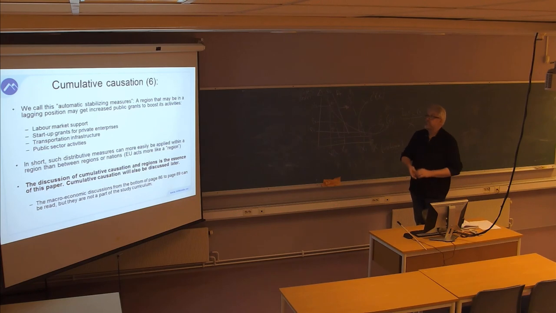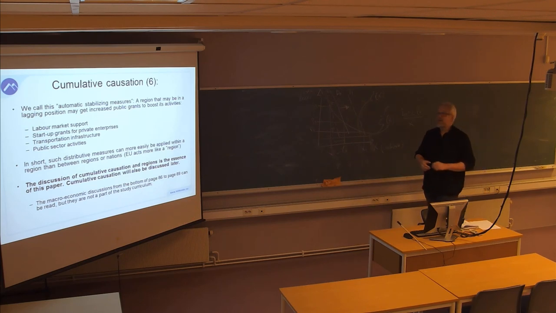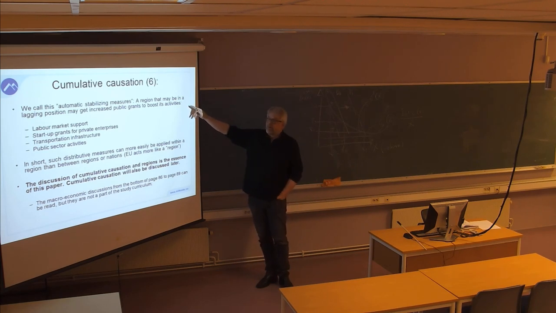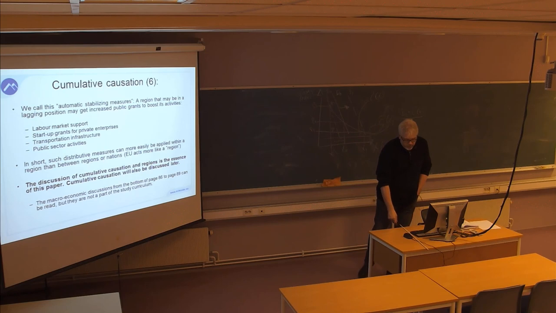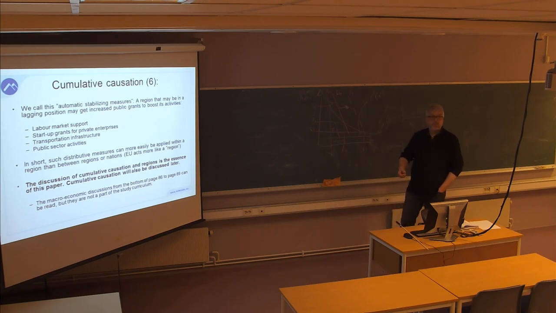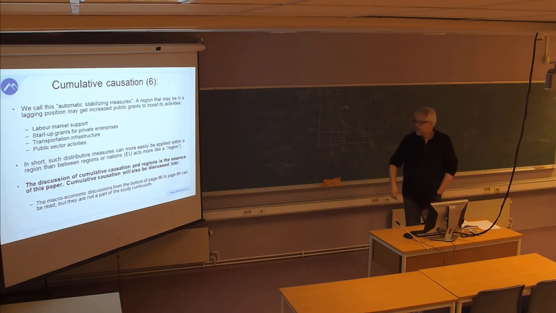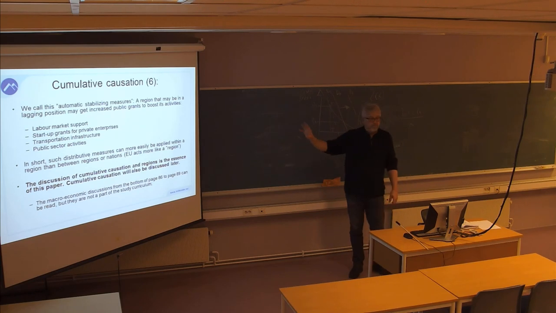So that's also in this paper by Nicholas Kaldor called The Case for Regional Policies. He discusses these automatic stabilizing measures, which is actually an important factor when we talk about stimulating growth and also to avoid sharp decreases in activity. So the discussion of cumulative causation and regions is what Kaldor is doing in his paper, and we'll try to develop this into a model in the next section.